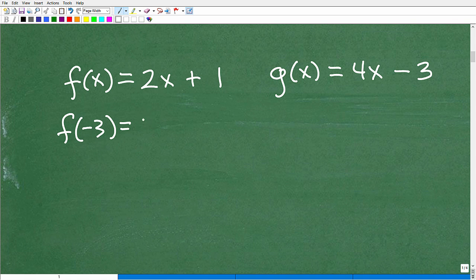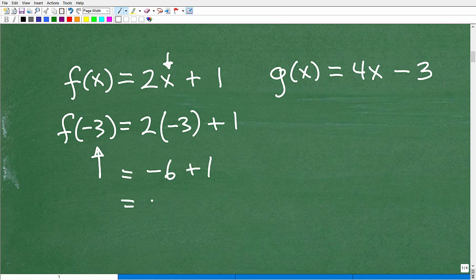So let's go ahead and do it together. Wherever there's an x, I'm going to replace it with whatever I plugged in. So hopefully you're seeing that's the pattern, right? So it's going to be 2 times negative 3 plus 1. So 2 times negative 3 is negative 6 plus 1, and there you go. That's negative 5. So f of negative 3 equals negative 5, right?